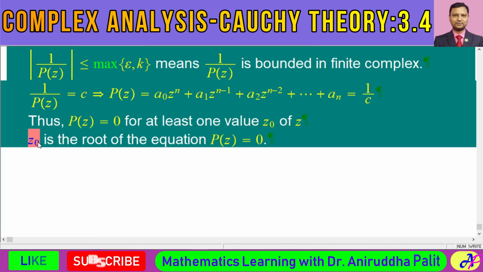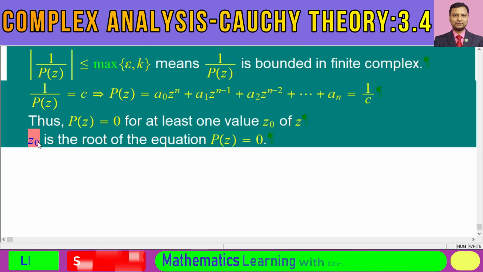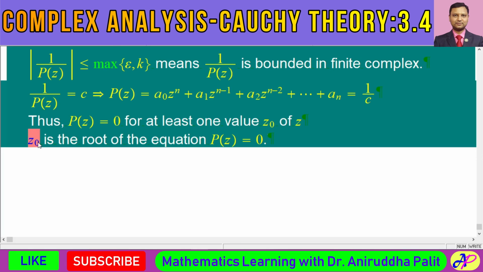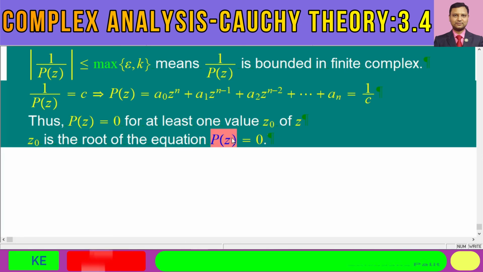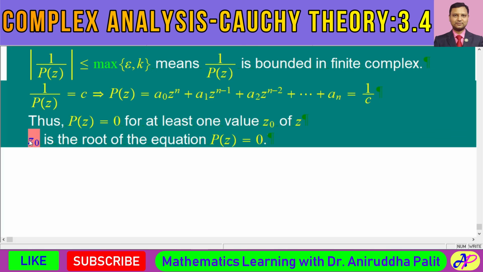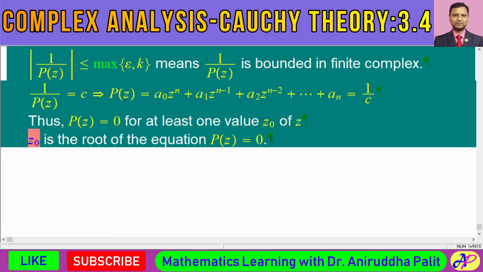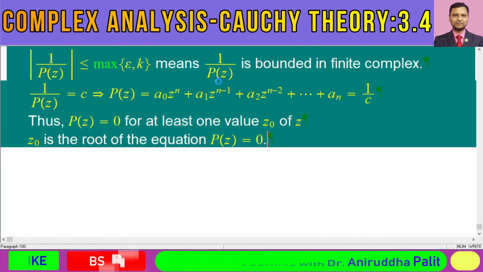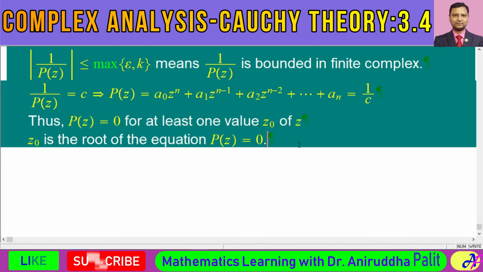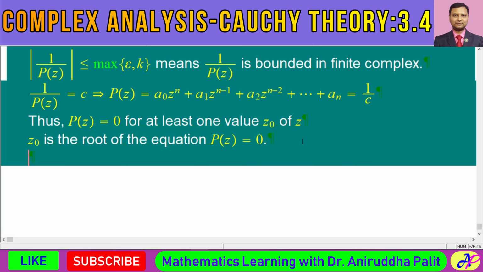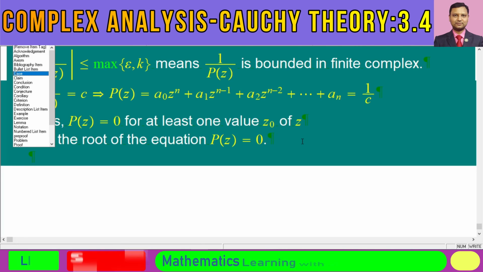That was the fundamental theorem of algebra. So this was the statement. It says that every polynomial equation like p of z must have at least one root. Okay, so we conclude that p of z must always have at least one root z0. So this completes the proof of the fundamental theorem of algebra. And along with this proof, let me just show you a corollary.